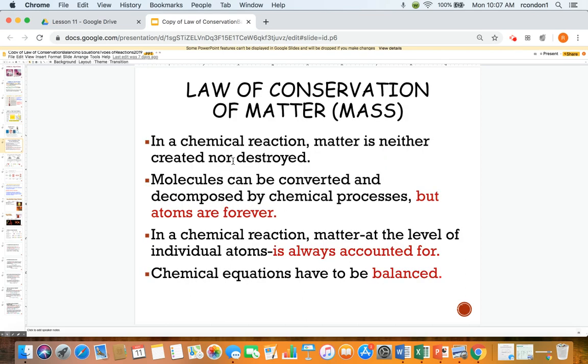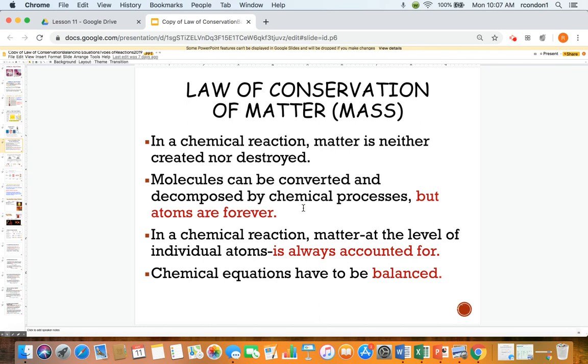So here's the idea of the law of conservation of matter or mass. This is a really, really important concept for you to understand. It's saying that in a chemical reaction, matter is neither created nor destroyed. We don't get matter coming from somewhere random, and even if a reaction happens, the atoms we start with are the atoms we end with. They just might be rearranged. Molecules can be converted and decomposed by chemical processes, but atoms are forever. Isn't that a nice sentiment?